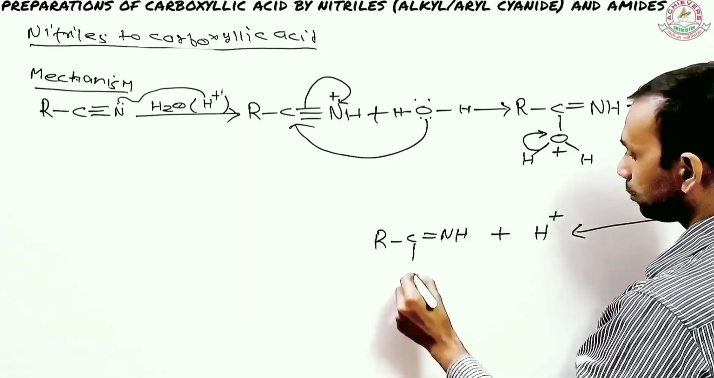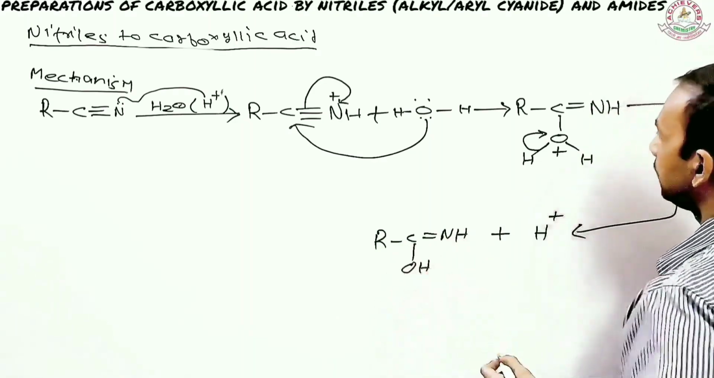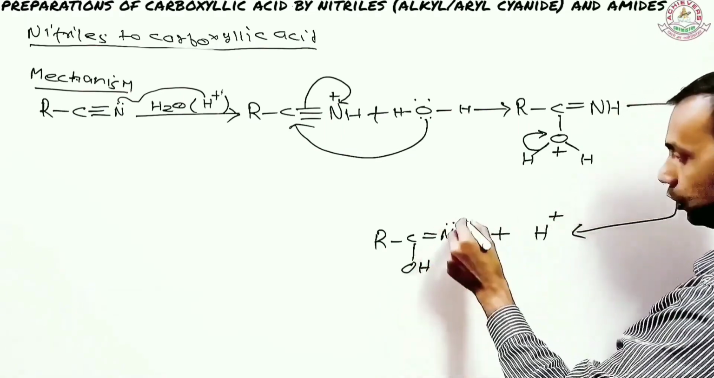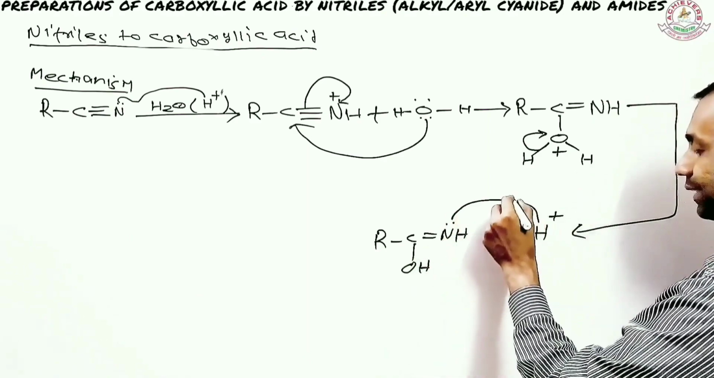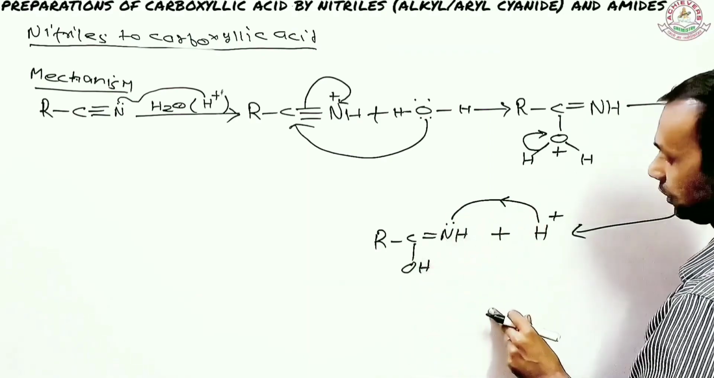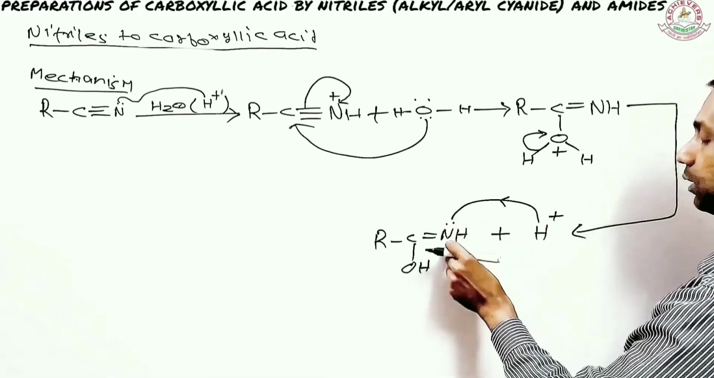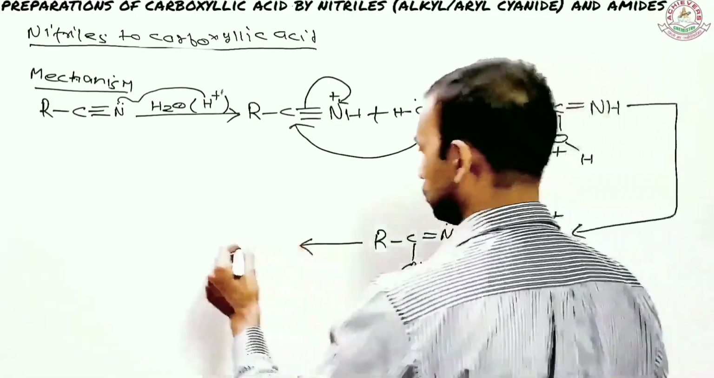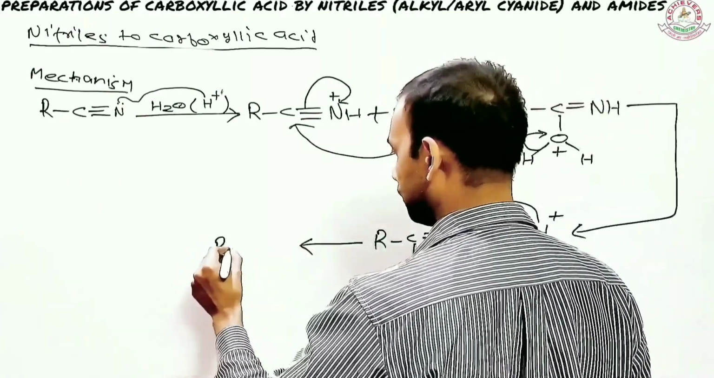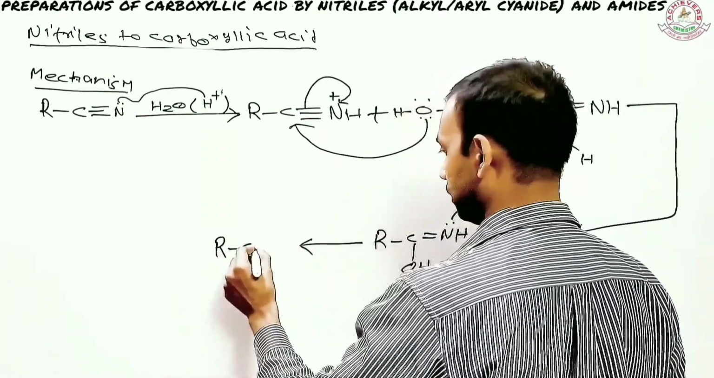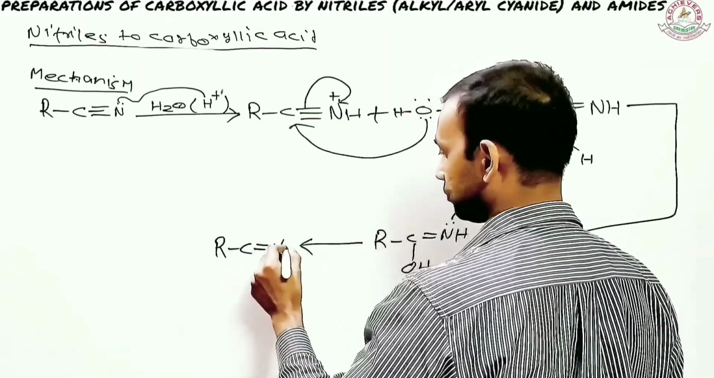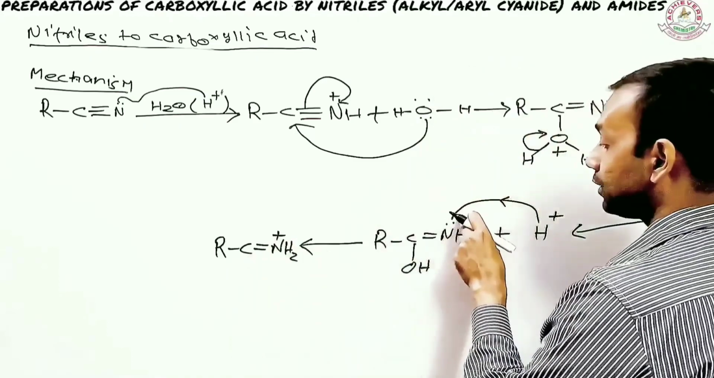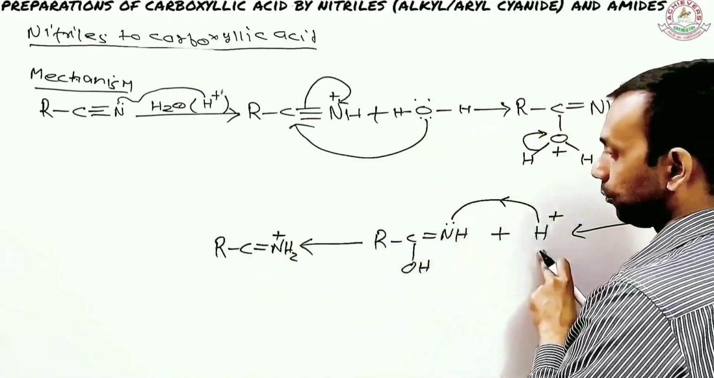And along with carbon, you have an OH here now, right? But you have to understand that the nitrogen still has a lone pair. So what happened? Due to this lone pair, this hydrogen is attracted towards the nitrogen, right? So the hydrogen goes with the nitrogen. This comes out to be R, C double bond N, and you have now H2, but it has a positive charge because it has given its electron to the proton, right?